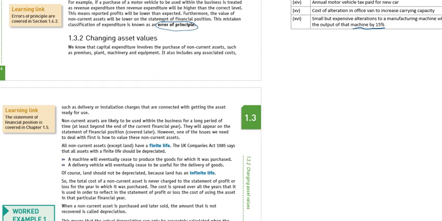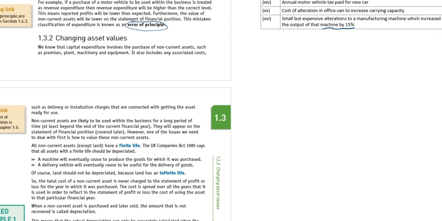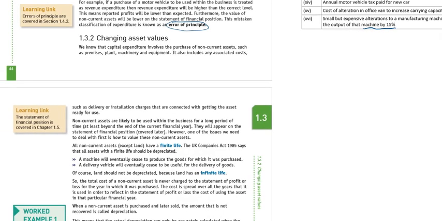So for example, now we are going to determine the cost of non-current assets. Non-current assets actually mean your fixed assets.